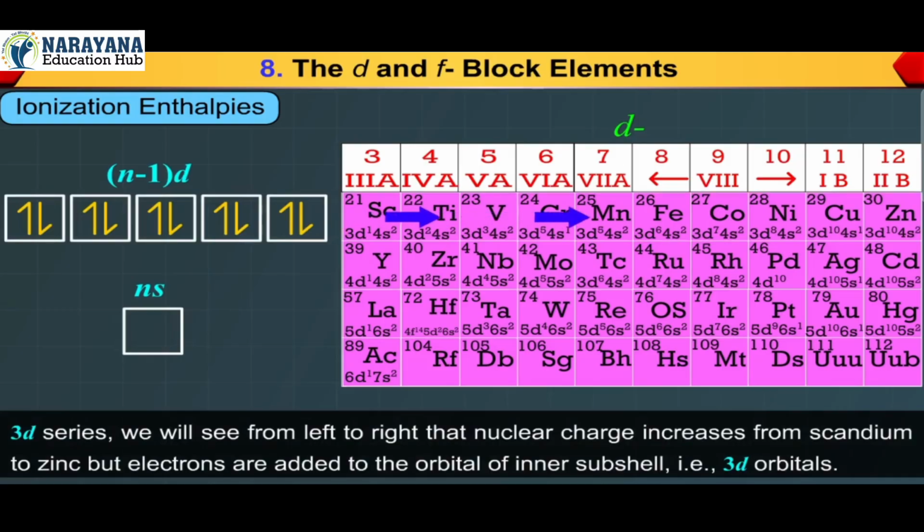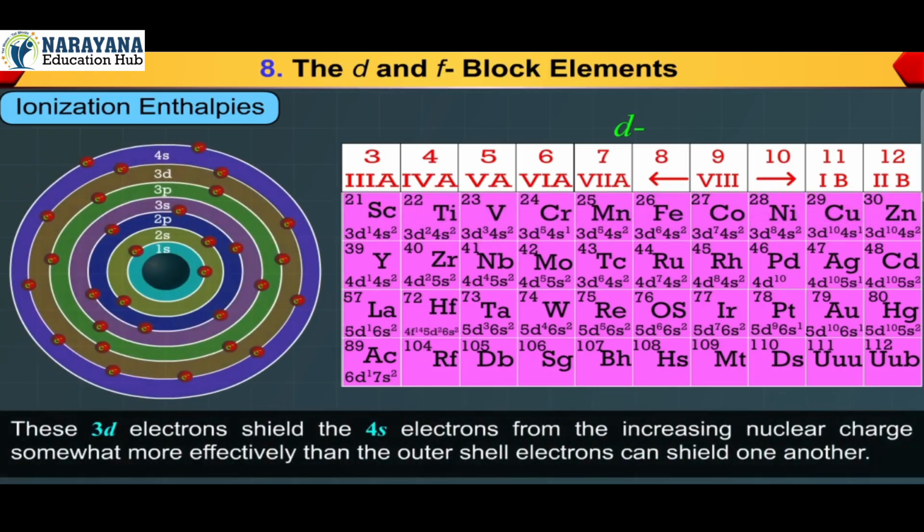As we move along the period in the 3d series, from left to right, nuclear charge increases from scandium to zinc, but electrons are added to the orbital of an inner subshell, for example, 3d orbitals. These 3d electrons shield the 4s electrons from the increasing nuclear charge somewhat more effectively than the outer shell electrons can shield one another. Therefore, the atomic radii decrease less rapidly. Thus, ionization energies increase only slightly along the 3d series.